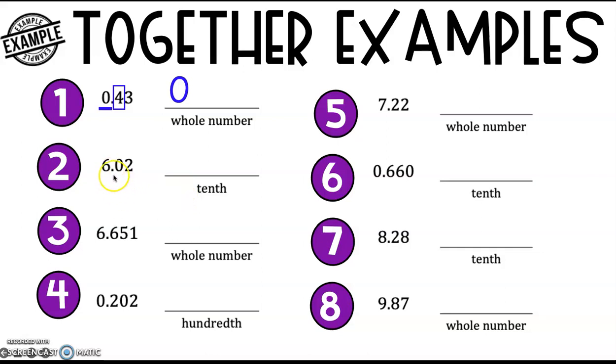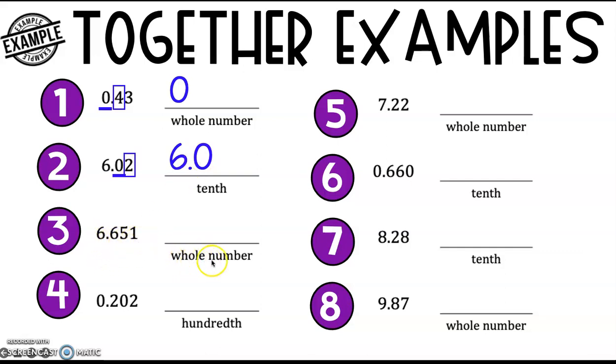Number 2 says 6.02. We're going to round to the nearest tenths place. So I'm going to underline my tenths place, which is 1 place after the decimal, and I'm looking at the 2 next door. So the 2 is less than 4, so it's going to leave it alone. I'm not going to draw any arrows. It's just going to be a 6.0 rounded to the nearest tenth. Okay, let's take a look at number 3.